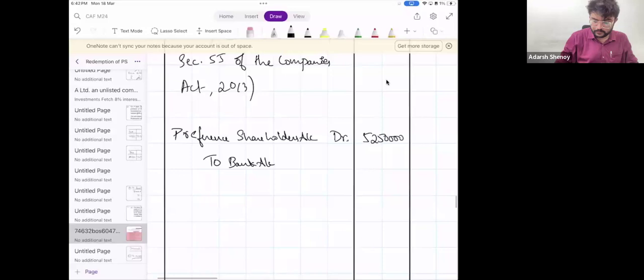Yes. I hope you have passed the last entry. What is the last entry? The last entry is to make the payment, as I told you, which is preference shareholders account debit, ₹52 lakh 50,000, being payment due to preference shareholders made.